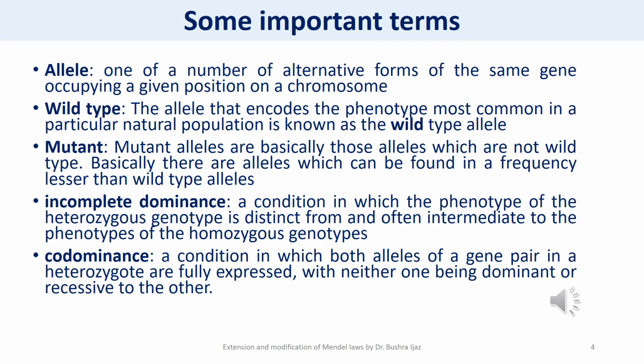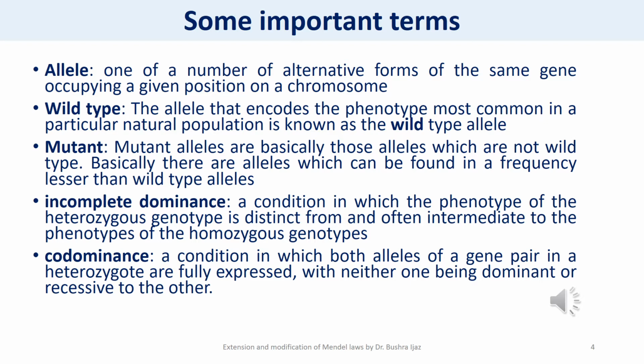Now, before we actually start our lecture on these extensions of Mendel's laws, there are some terms that I have already explained, but I will be using these terms again. So let's just briefly memorize them again. So first of all, we have allele. And you all know that an allele is one of a number of alternative forms of the same gene occupying a given position or locus on a chromosome.